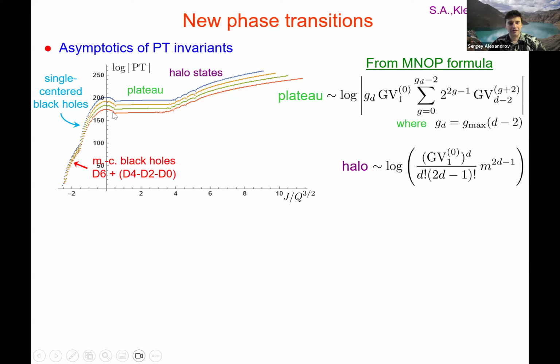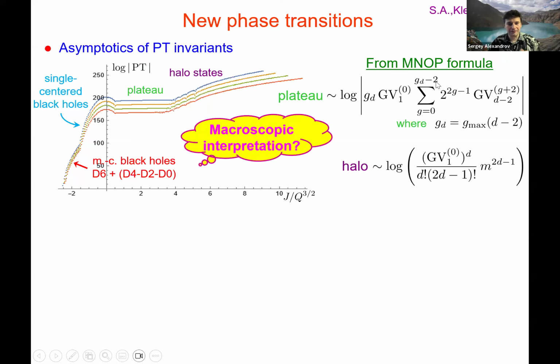But then again, there are two completely new behaviors which arise. So first, there is a certain plateau where the PT invariant is almost constant, and then they start growing kind of logarithmically. And we even were able to derive approximate expressions for the invariants in these two regions, just using the MNOP formula. But what is completely mysterious to us is the microscopic interpretation of these results.